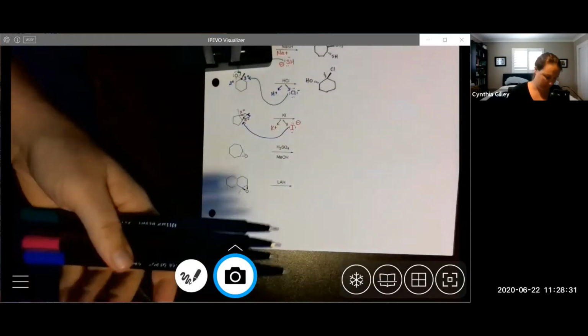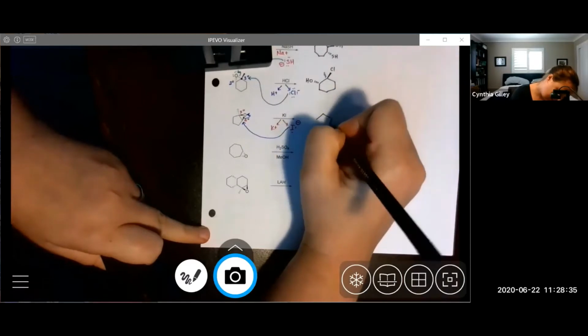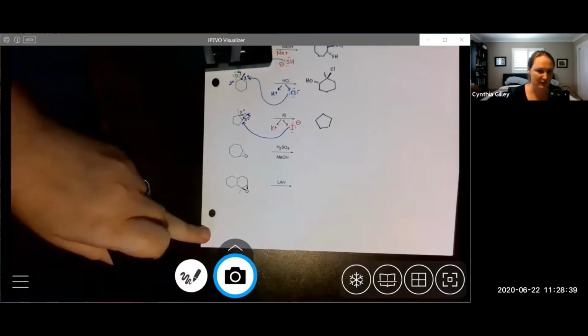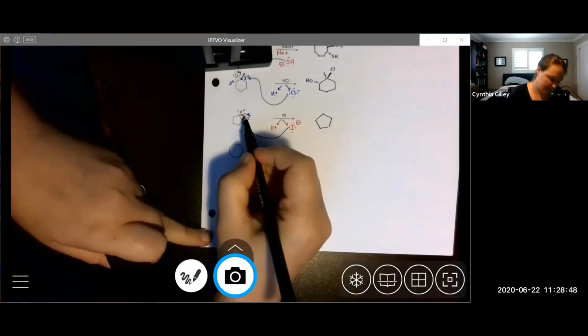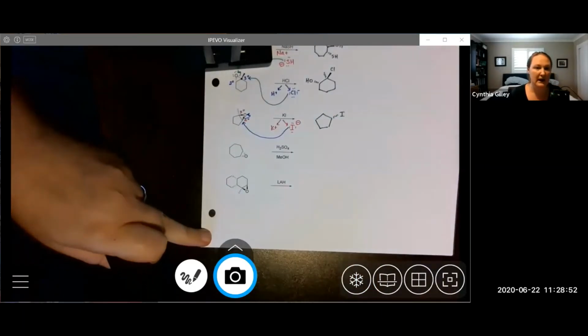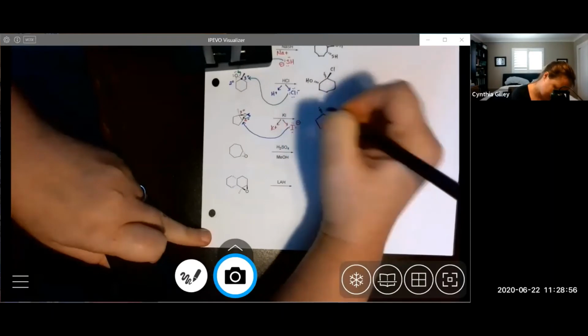So we draw out the product. Anywho, we have inversion here. So this was on a wedge, so the iodine will be on a dash. And then the other carbon doesn't change. The methyl is still down, and the OH.